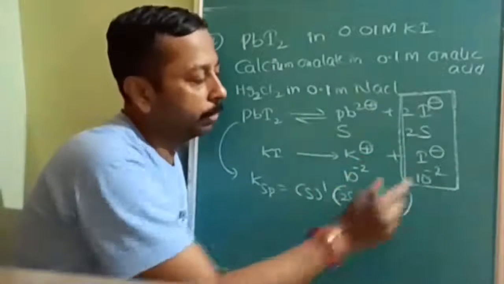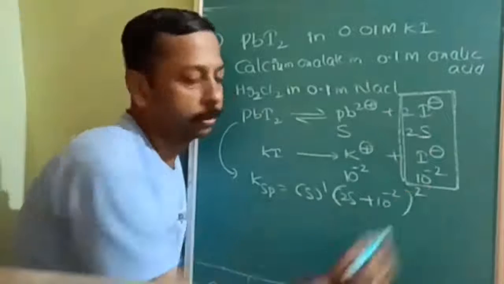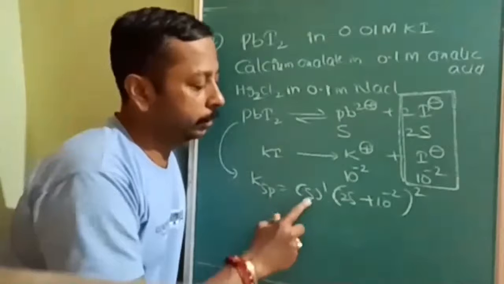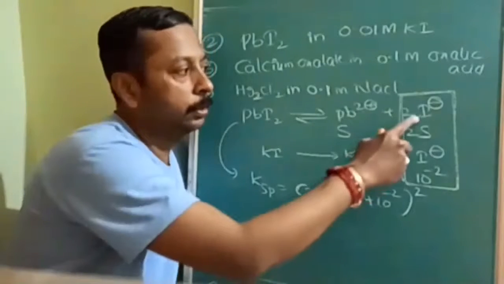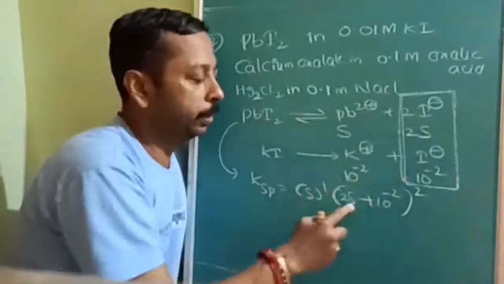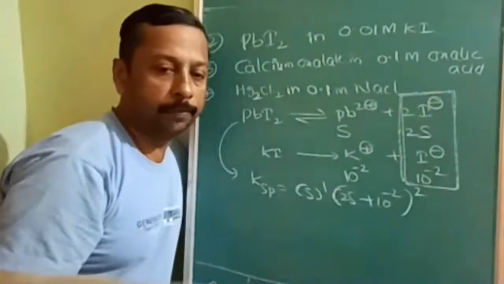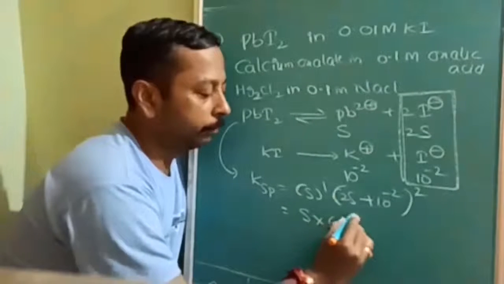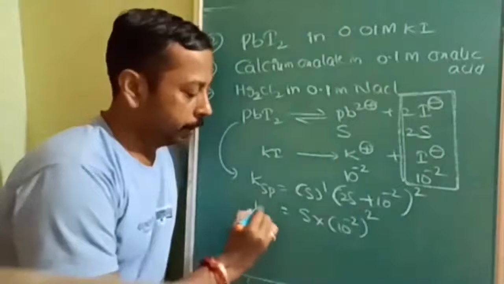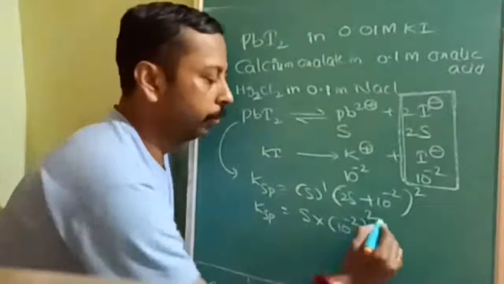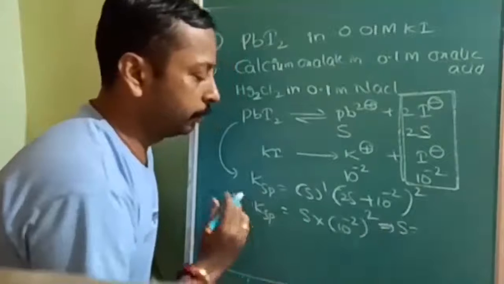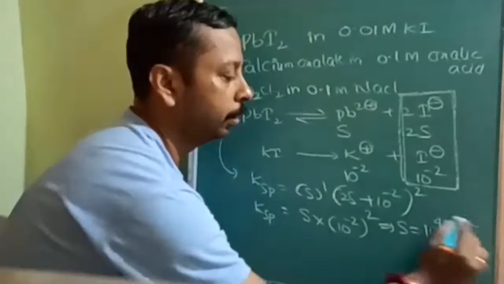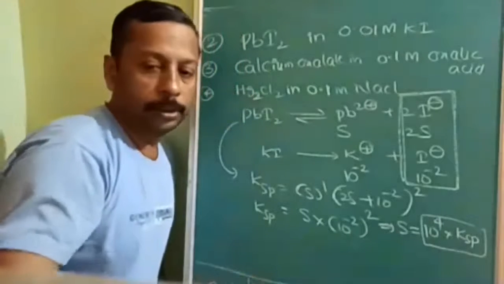2S from here, 10 to the power of minus 2 here, and it is 2 here, so it will be squared. Is it clear? Now, if you simplify, which one will I neglect, this S or this S? This S, because PbI2 is sparingly soluble and it is plus with the 10 to the power of minus 2. So S into 10 to the power of minus 2 whole squared is KSP. So simply S will be 10 to the power of 4 into KSP. So this is the answer.